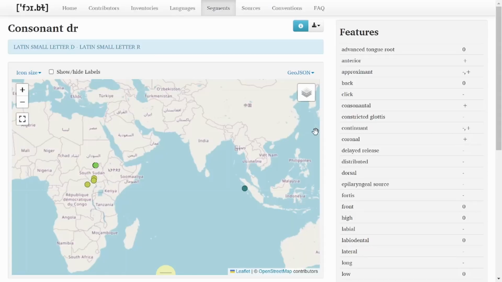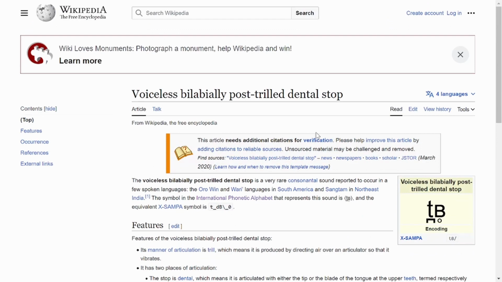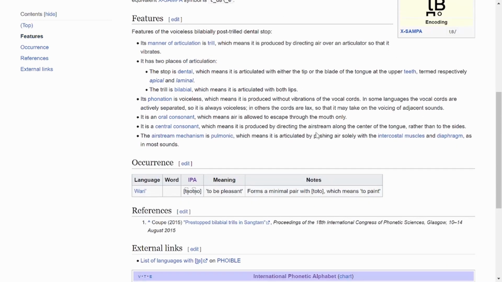Let's see what we have next here. We have the voiceless bilabially post-trill dental stop. It's like the longest name of a sound. This one exists in Wari and in Piraha. This is a famous Piraha sound. Here you can see an example from Wari.